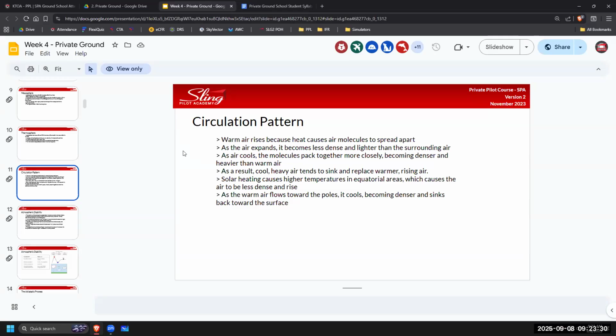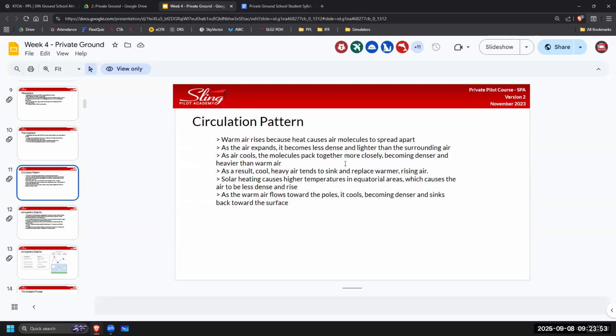Are we understanding that? And as we're seeing with my hand movements, rising air and sinking air creates a circulation pattern, right? Because that cold, dense air is going to move in to fill in the rising air that has just gone up. Okay. I think that's covering all of the points on here.